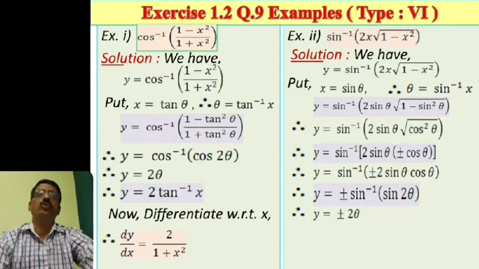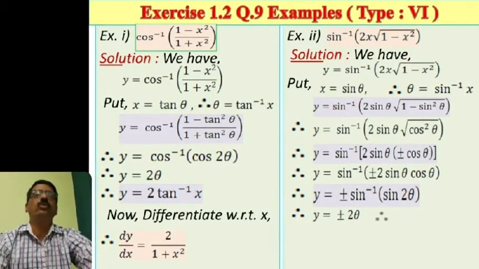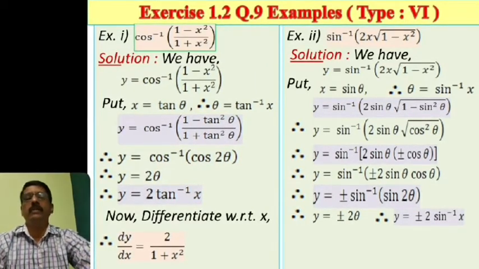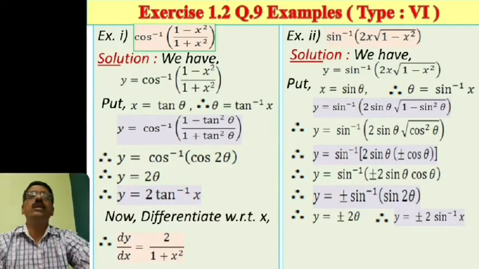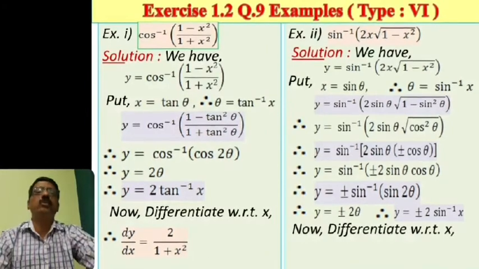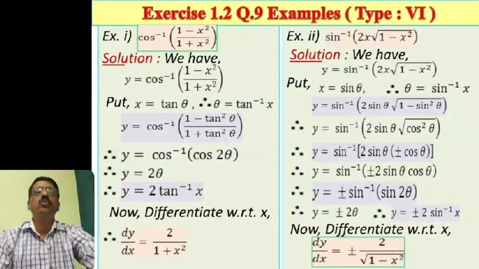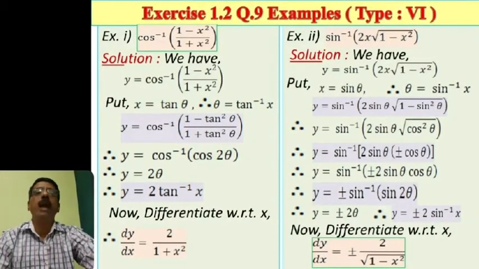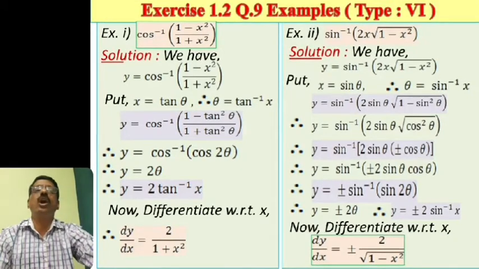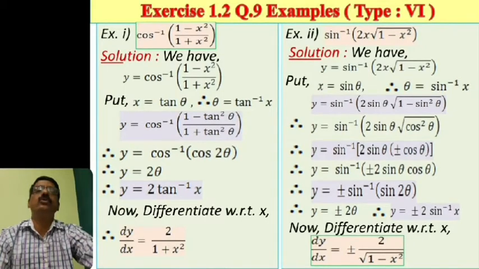Therefore we get y = plus or minus 2θ. Now here only resubstitute the value of θ, that is y = plus or minus 2 sin inverse of x, and again only applying the formula of sin inverse of x, differentiating with respect to x, we get dy/dx = plus or minus, and that is the derivative of the given function sin inverse of (2x√(1 - x²)).